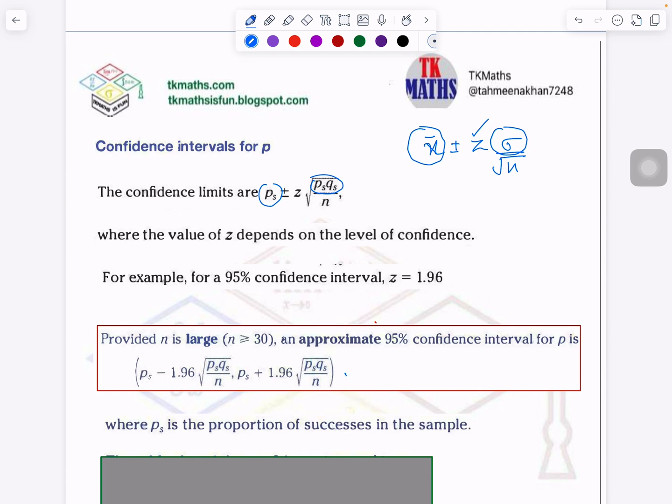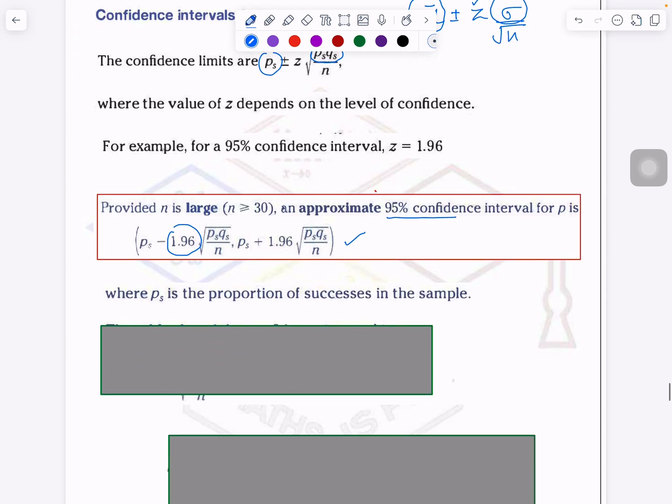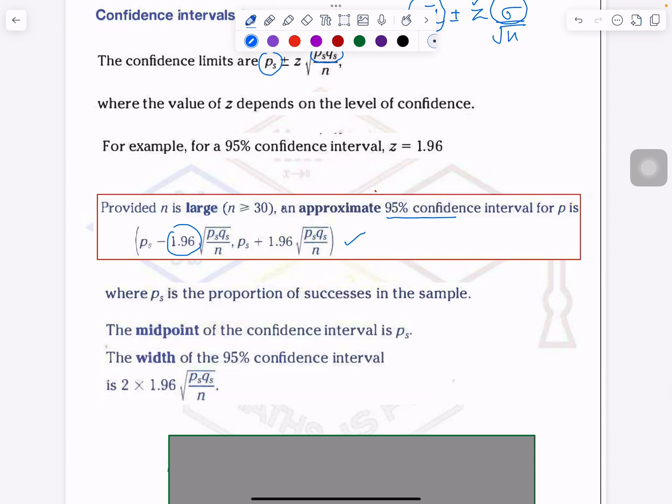So finally this will be given to you in MF19. This z value depends on the 95% confidence interval. Just for the sake of example it is taken here. Okay. Similarly, the width of the confidence interval will be 2 times this part.